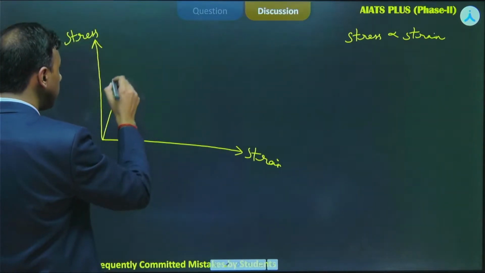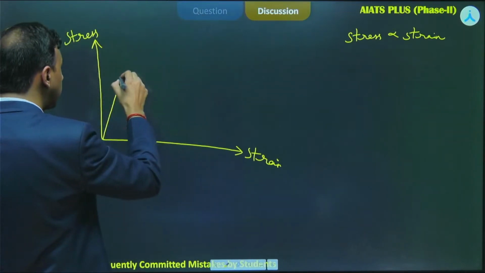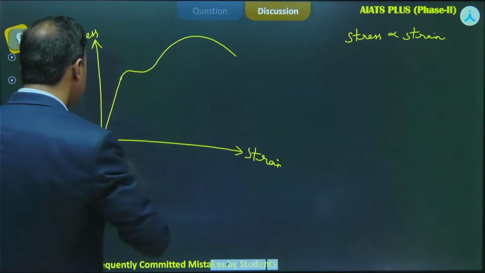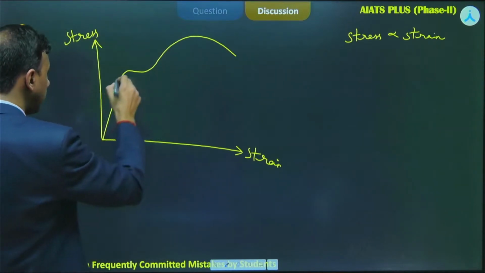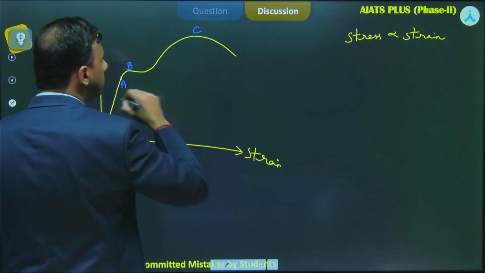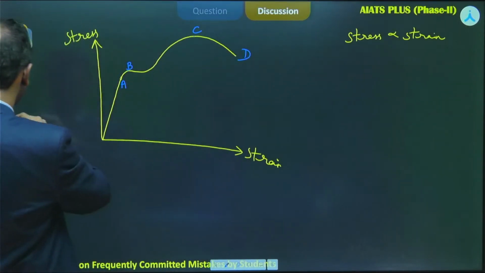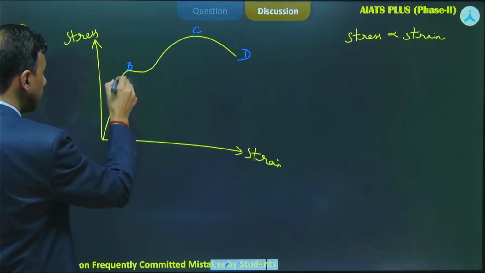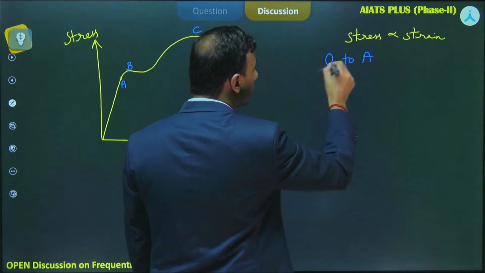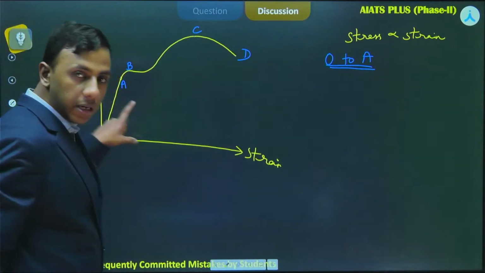Let's say this point I'm calling A. Then as I increase the stress, the curve will go like this. Let me label these points one by one. This is your point A, this is B, C, and this is D. So from O to A, we would say it is increasing proportionally.